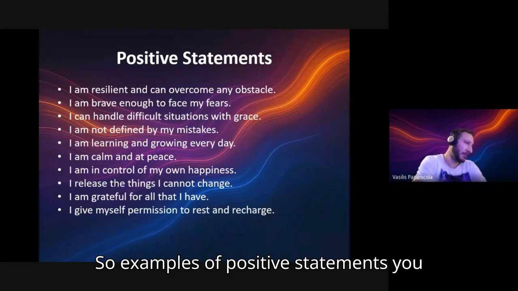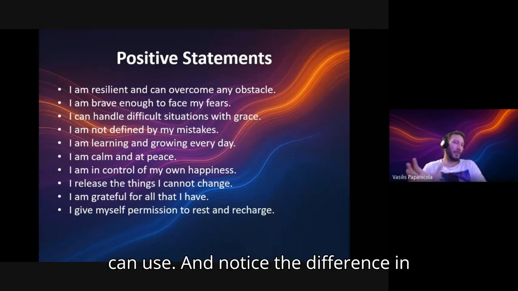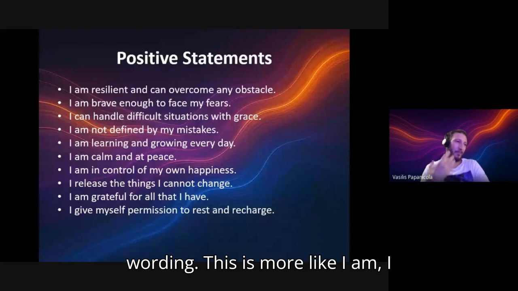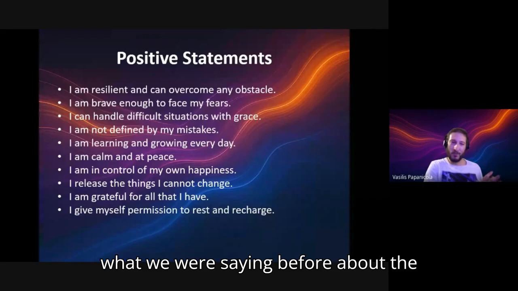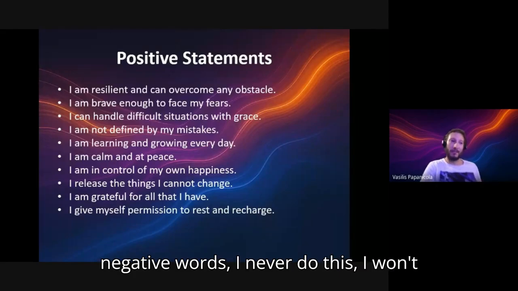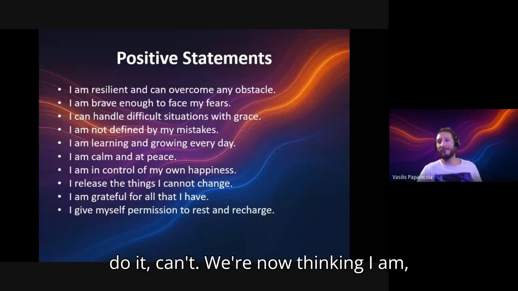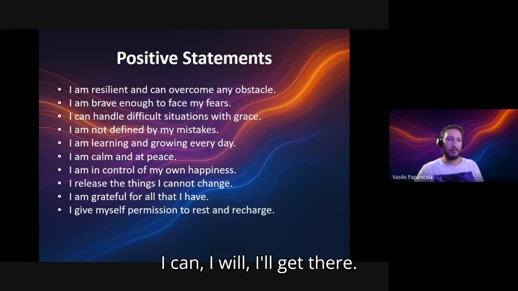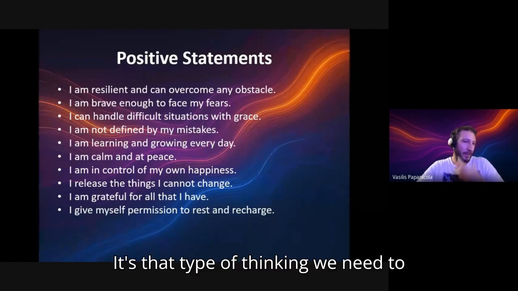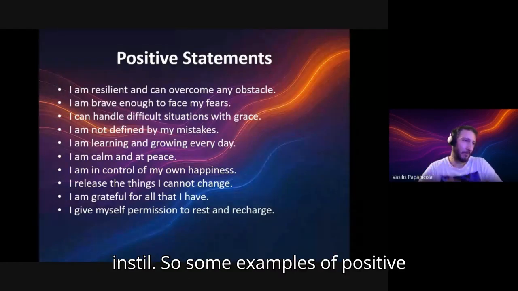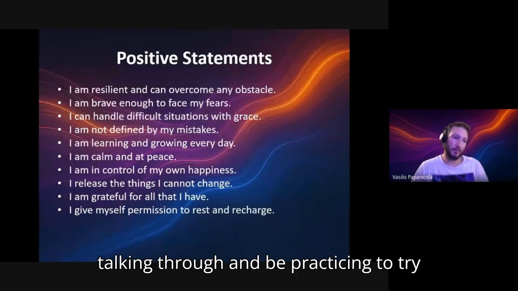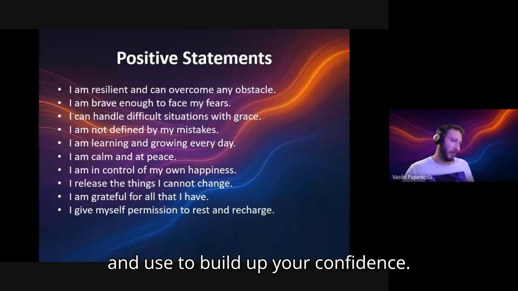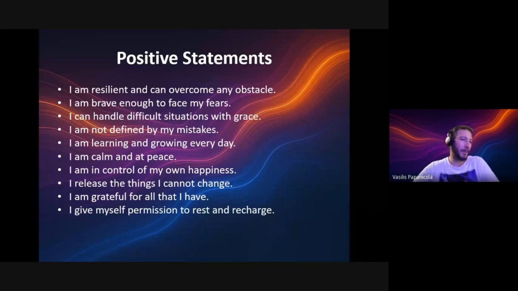So, examples of positive statements you can use, and notice the difference in wording. This is more like I am, I can, I will. And when we reflect on what we were saying before about the negative words, I never do this, I won't do it, can't, we're now thinking I am, I can, I will, I'll get there. It's that type of thinking we need to instill. So, some examples of positive statements to be telling yourself, talking through, and practicing to try and build up your confidence.